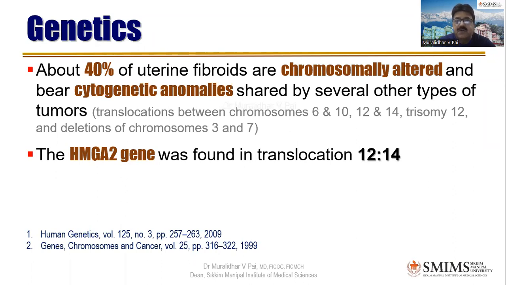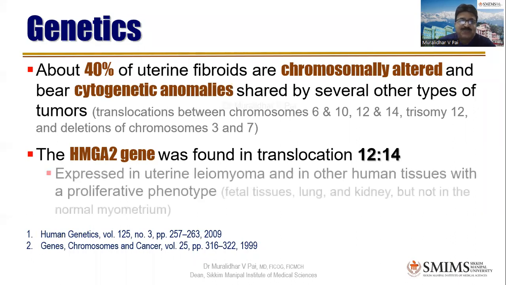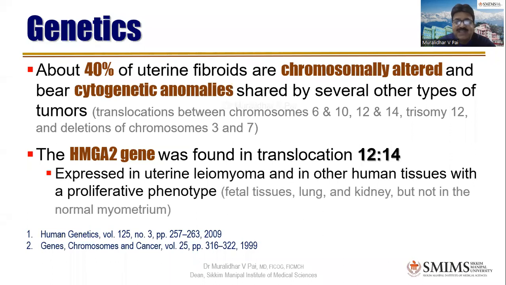HMGA2 gene was found in translocation 12 to 14. All the best, I mean, I don't have to remember this. It is expressed in uterine leiomyoma and in other human tissues with a proliferative phenotype, fetal tissues, lung tissues, and kidneys, but not in the normal myometrium. So that is the genetic problem that we have for fibroids.